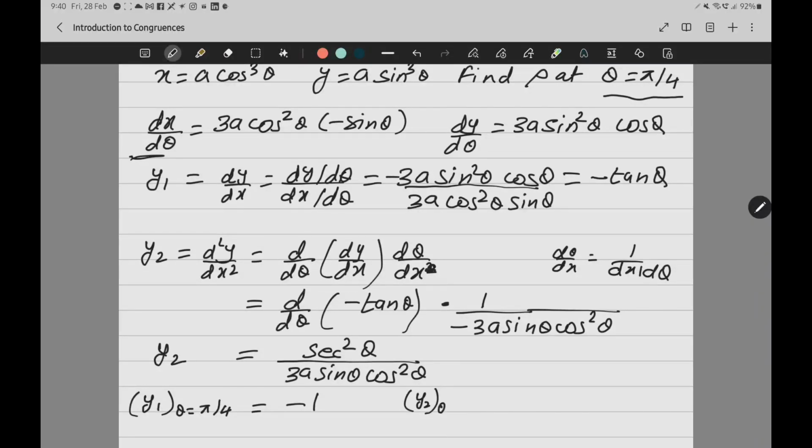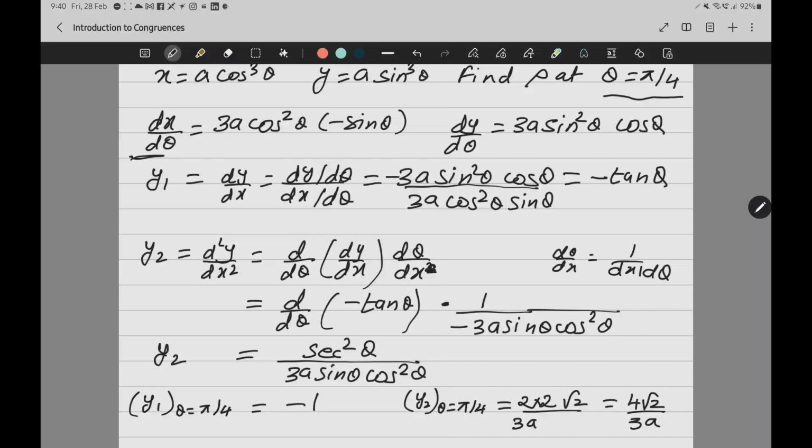Same way, now y2. So, y2 at theta is equal to pi by 4 is equal to, now see, secant pi by 4 is what? Root 2. Root 2 square is 2. Then 3a sine pi by 4 is 1 by root 2, so root 2 will go here. And cos pi by 4 is also 1 by root 2, but it is square, so 1 by 2. So, one more 2 will come here. So, I'll get 4 root 2 upon 3a. Right? So, I got y1 value, I got y2 value.